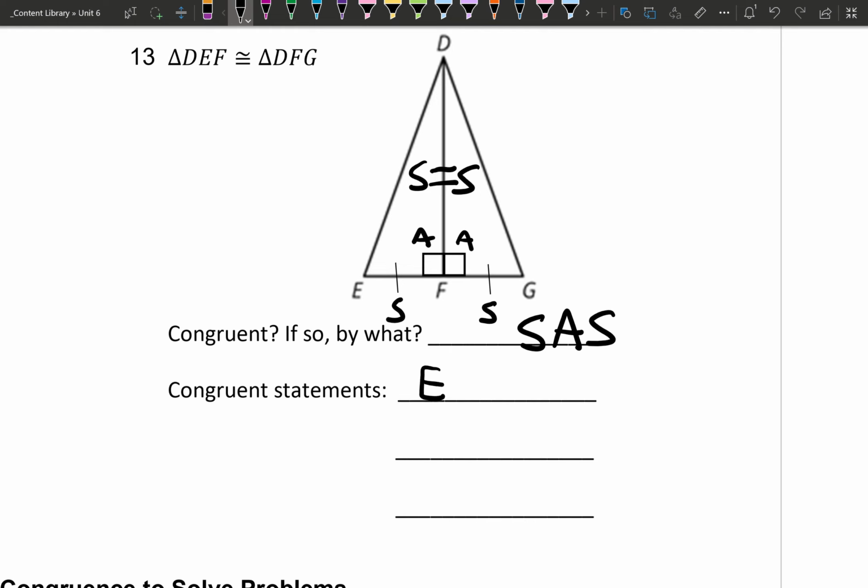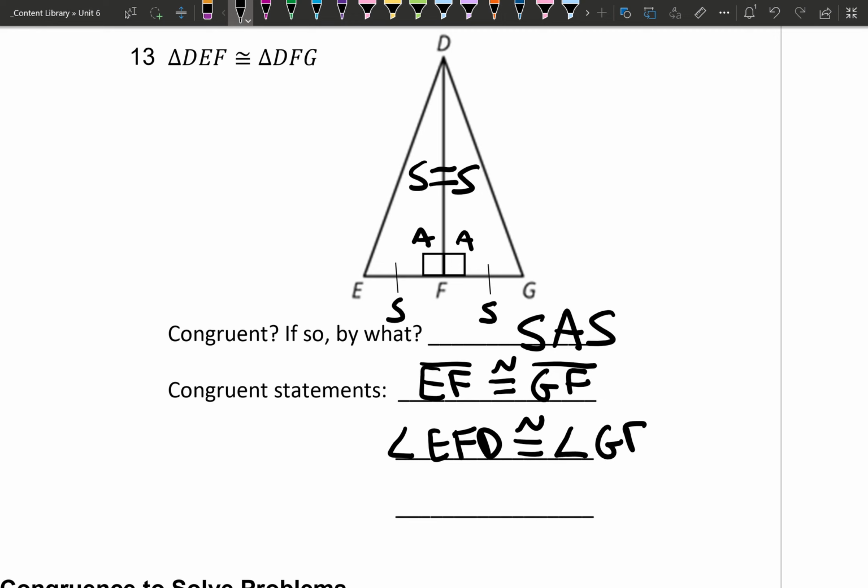On the bottom, I have EF and GF. The angles are angle EFD or DFE, and that's congruent to GFD or DFG. Doesn't matter as long as F is in the middle. And then let's use that reflexive property to say that DF is congruent to DF.